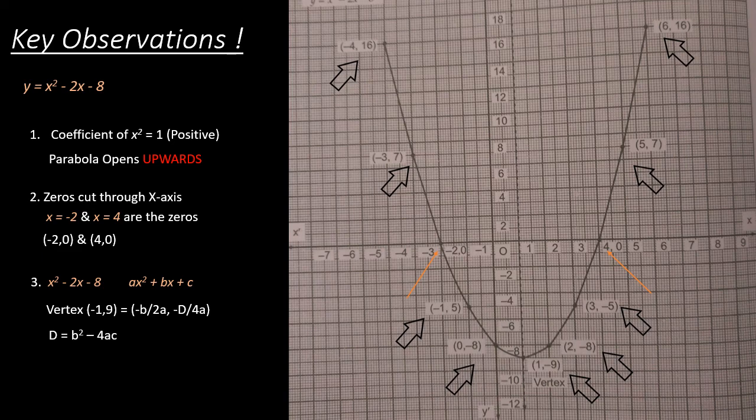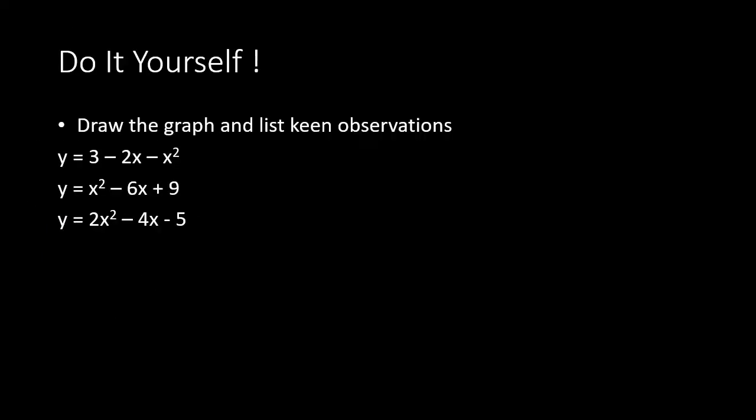Great. Okay. So I want you to do these problems by yourself. The first one is y equals 3 minus 2x minus x squared. Now here you can see the coefficient of x squared is -1. This is our first observation, right? If the coefficient of x squared is negative, the parabola would open downwards. So you yourself plot this parabola and make the key observations.